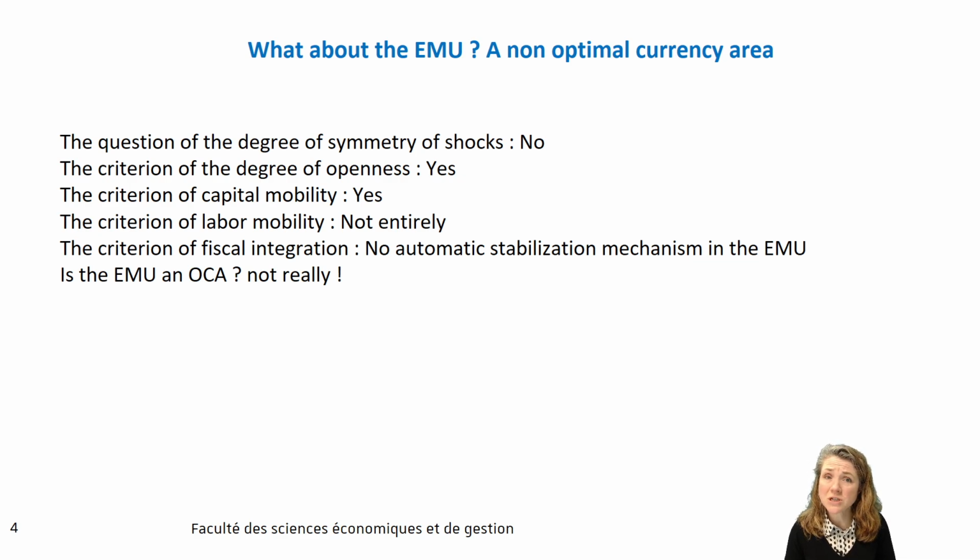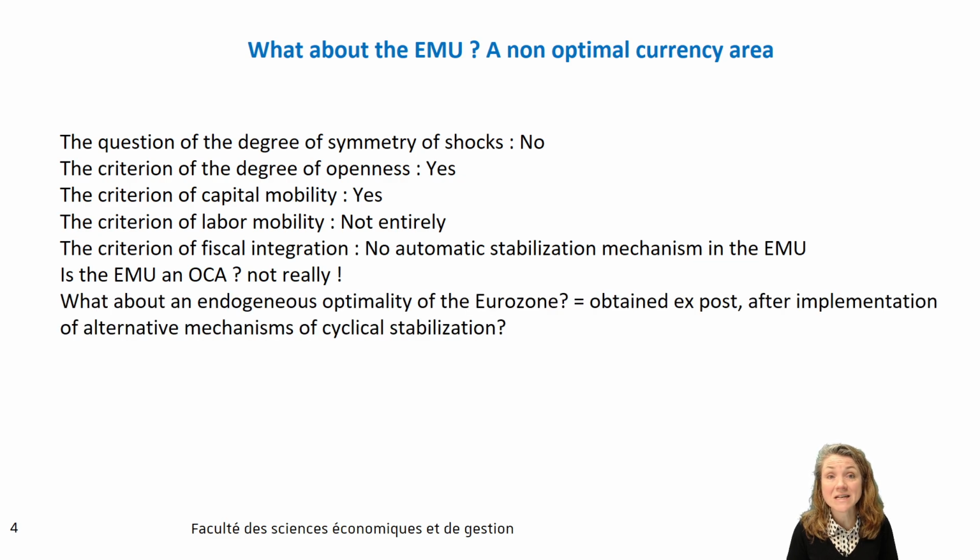So, European Monetary Union is not really an optimal currency area, but we could ask the question of the endogeneity of the optimality. Considering that optimality could be endogenous consists in considering that probably the optimality could be obtained ex post. It means after creating the monetary union, after introducing new mechanisms which will enable to stabilize this kind of asymmetrical shock. This is a question for the future.